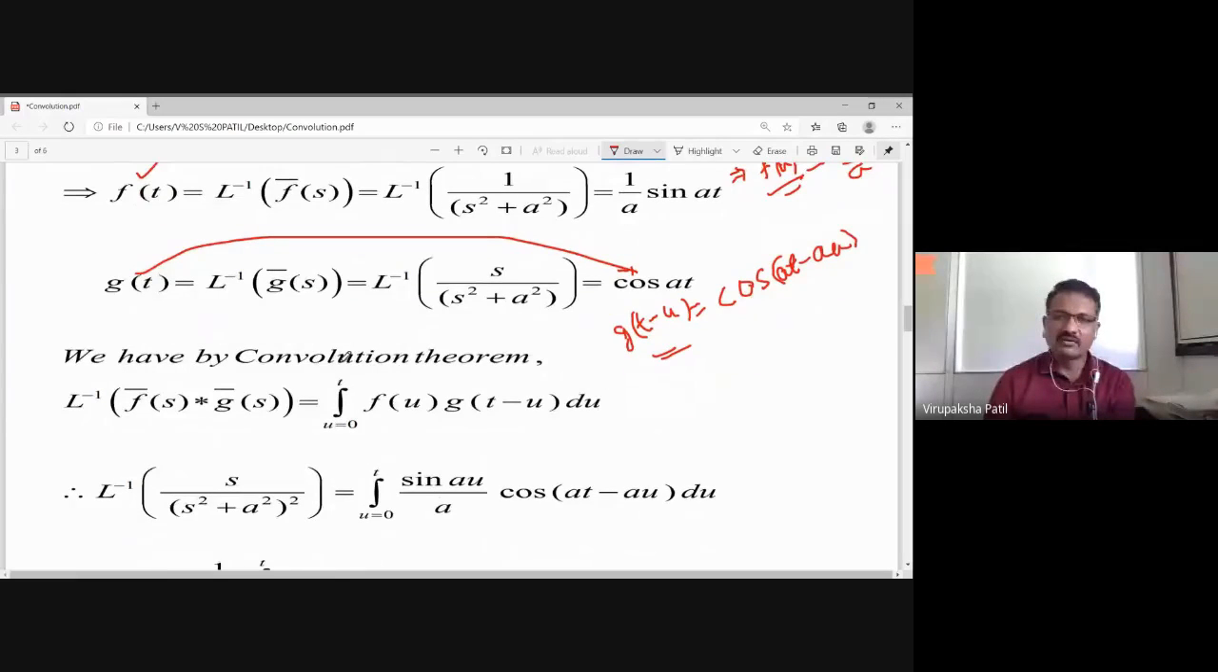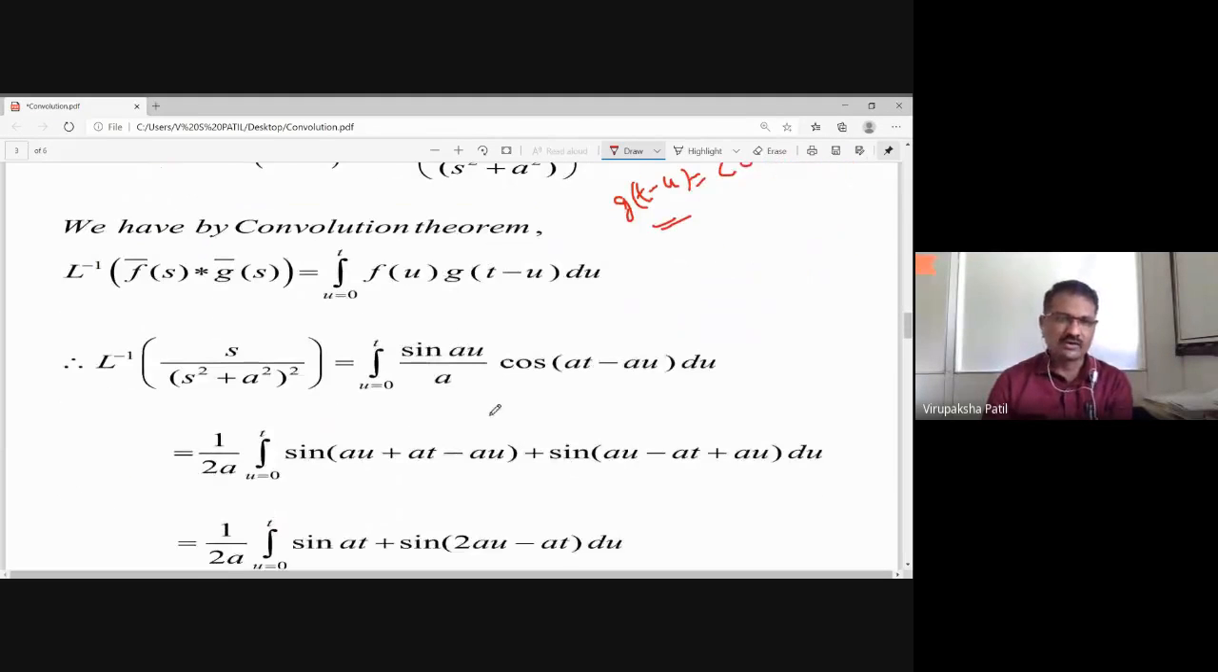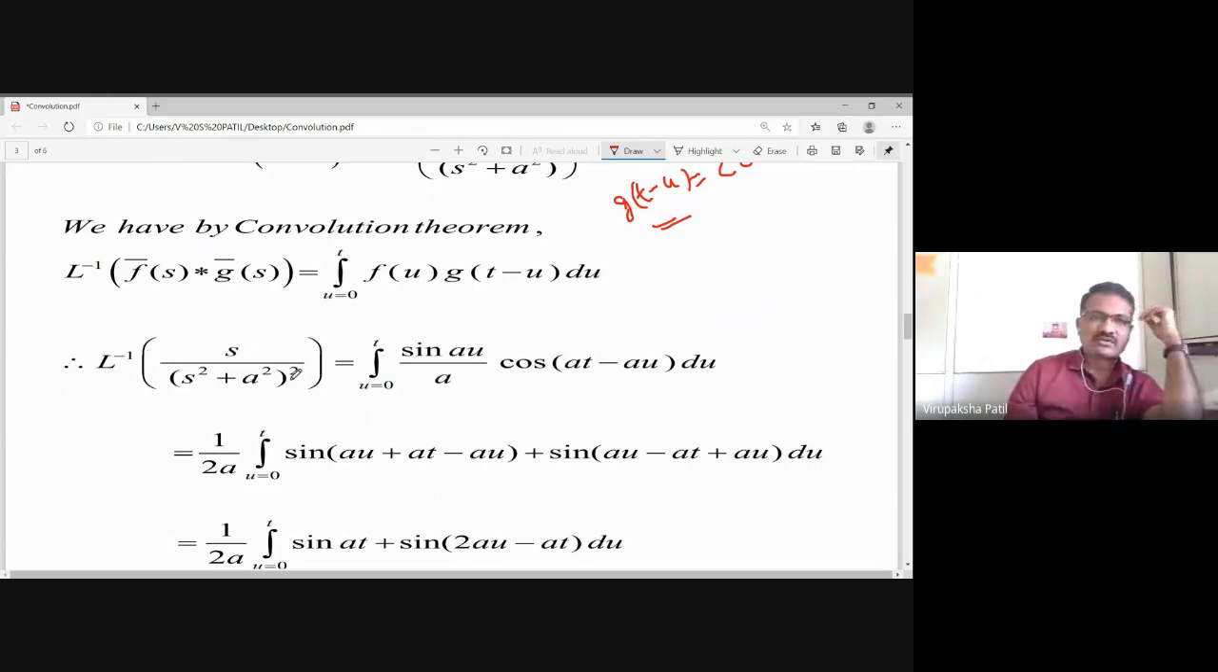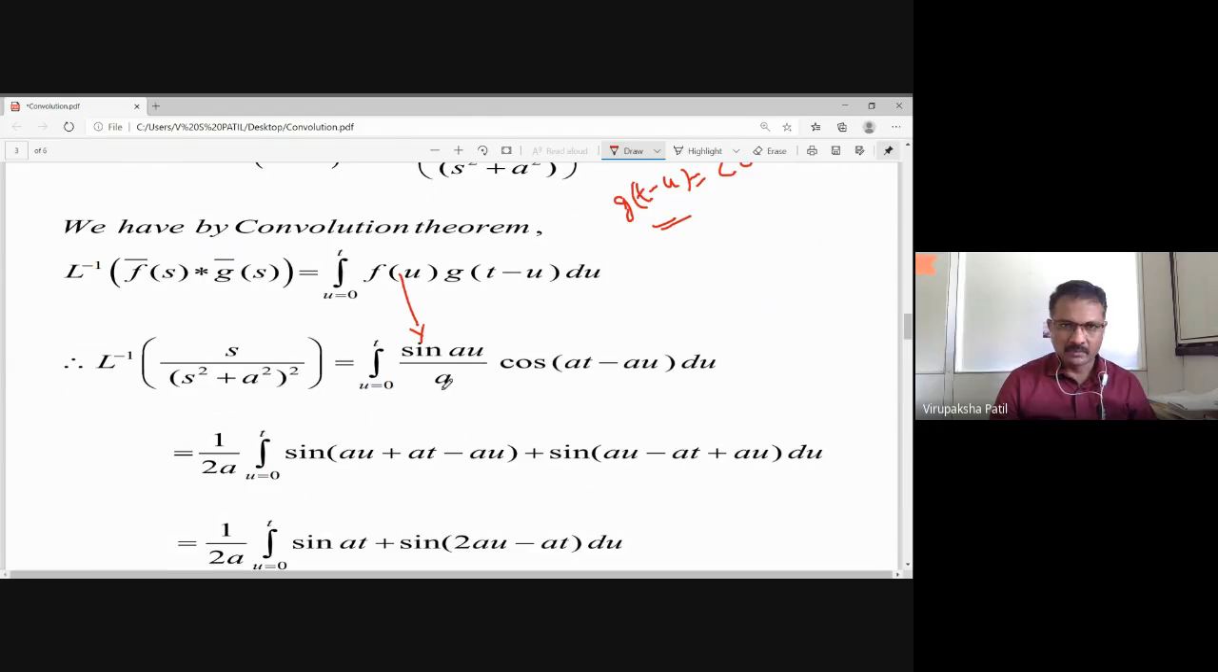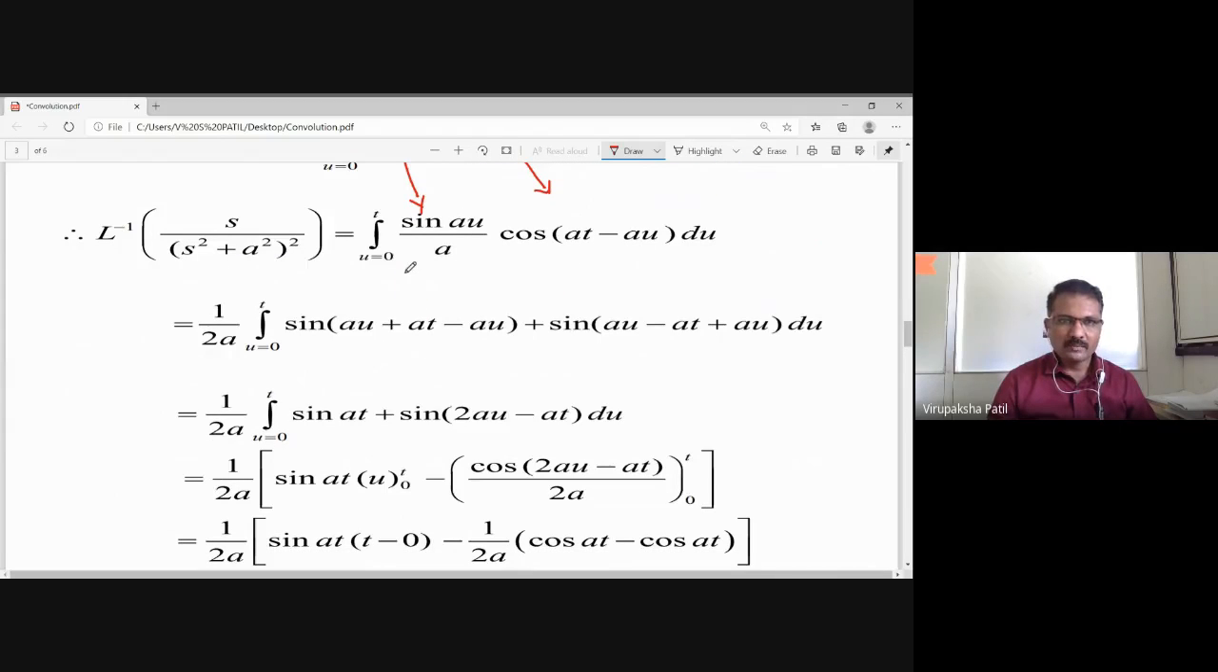So by the convolution theorem, we have L inverse of f bar s into g bar s is equal to integration u is equal to 0 to t of f of u into g of t minus u du. You substitute those values here. That becomes L inverse of s divided by s square plus a square whole square is equal to integration u is equal to 0 to t of sine au divided by a, which is f of u, and g of t minus u becomes cos a(t minus u).